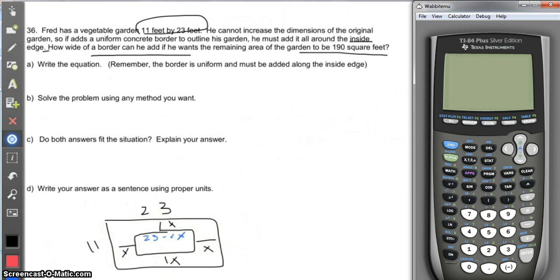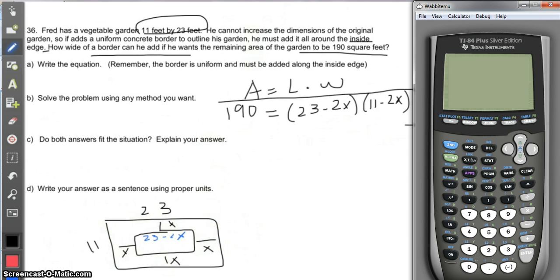So remember, now we're going to find the area. The new area is going to be the new L times the new W. The new L is going to be 23 minus 2x, and the new W is going to be 11 minus 2x, and the new area given to us is 190. So that is going to be my new equation.